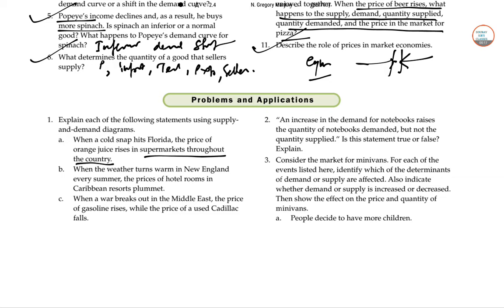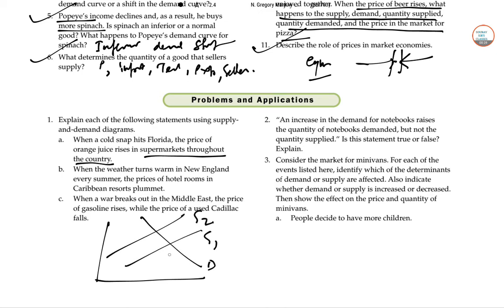Cold weather damages the orange crop, reducing the supply of oranges. So the supply curve will shift to the left, S1 to S2, with no change in the demand curve. Prices will go up from P1 to P2 and quantity will fall from Q1 to Q2. So price goes up, quantity falls. This is the first part done.